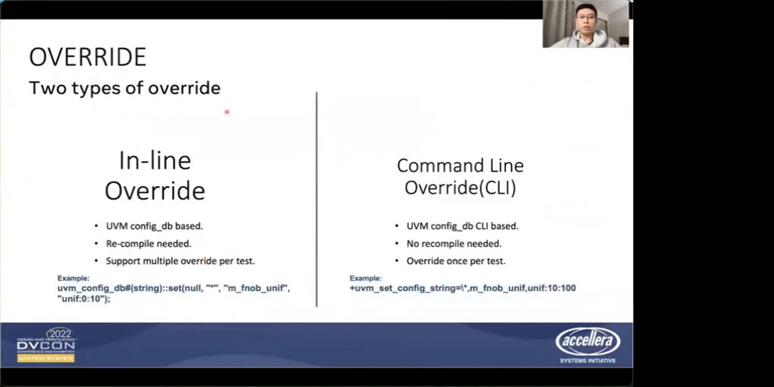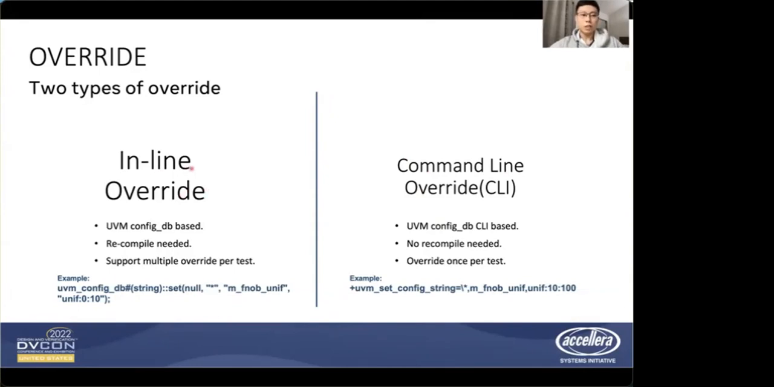So talking about override, we support both inline and command line override. Both overrides are UVM config_db based, but there are two major differences. Inline override, as it is inline SystemVerilog coding, requires a recompile, while the command line override is directly applied at simulation time, which means no recompile is needed. This makes a big difference when you have a top-level testbench that takes a long time to compile, and this benefit reduces that turnaround time dramatically.